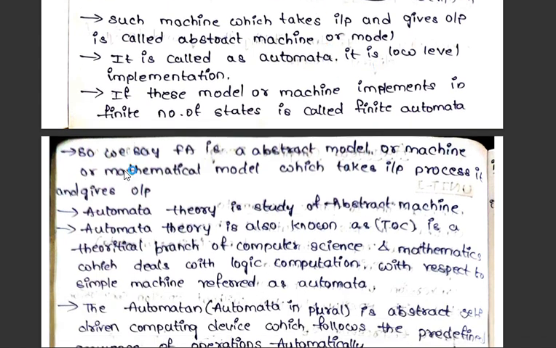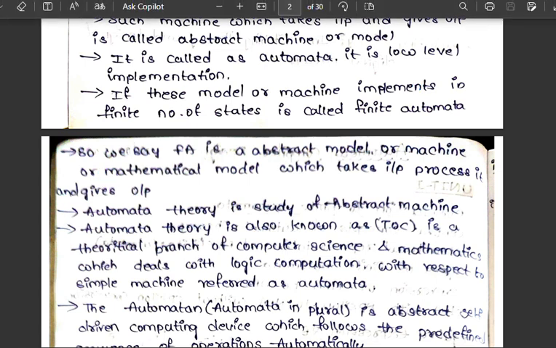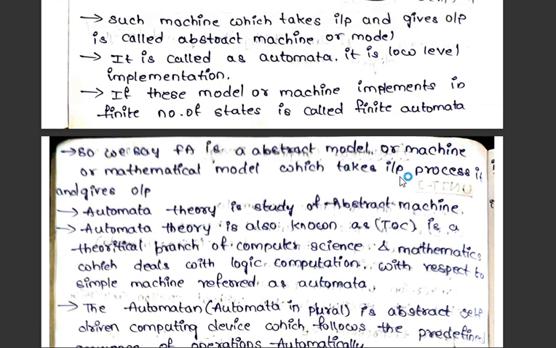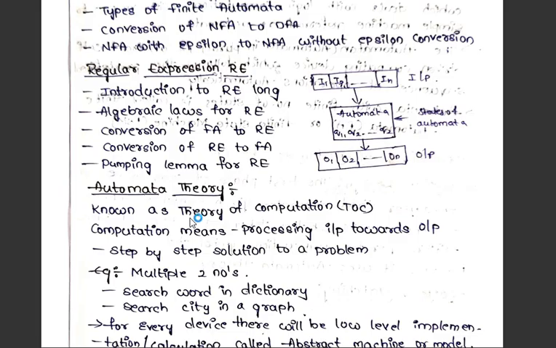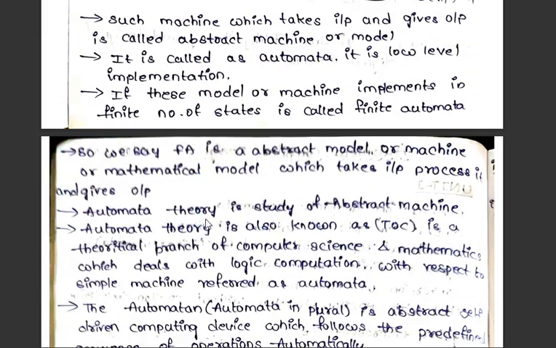So we see finite automata is an abstract model. We can say this finite automata is nothing but the abstract model or abstract machine, a mathematical model which takes input, processes, and gives output. Automata theory is a study of abstract machines. Automata theory is also known as the theory of computation.